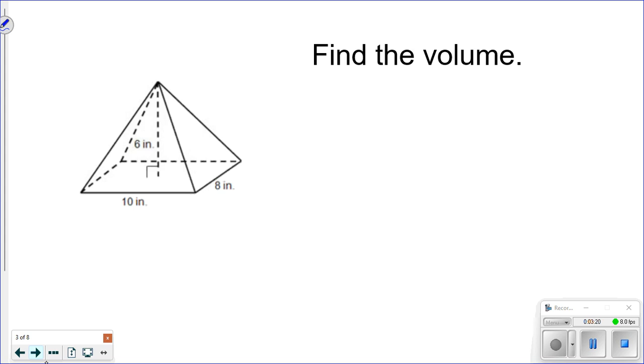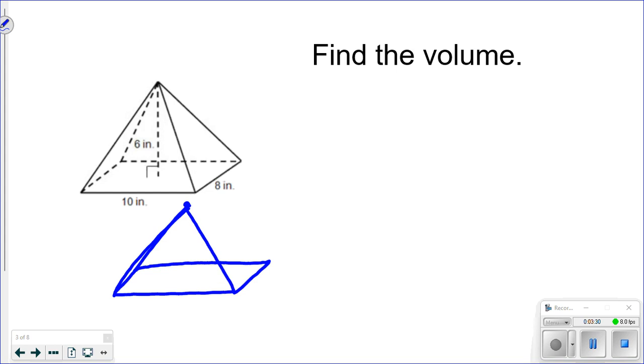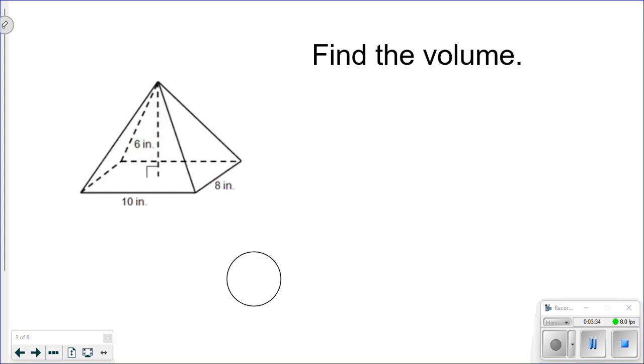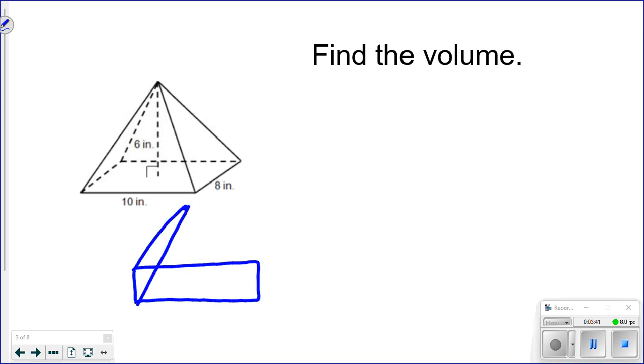If you want to draw them in your notebook, this is how you can draw them. I usually just go like this and make a base, and then I make a dot up here, and then I take all of my sides and I connect them to that vertex. Another way you can draw it is like this. Okay, there's my base, and that's kind of looking at it more head-on instead of at an angle.